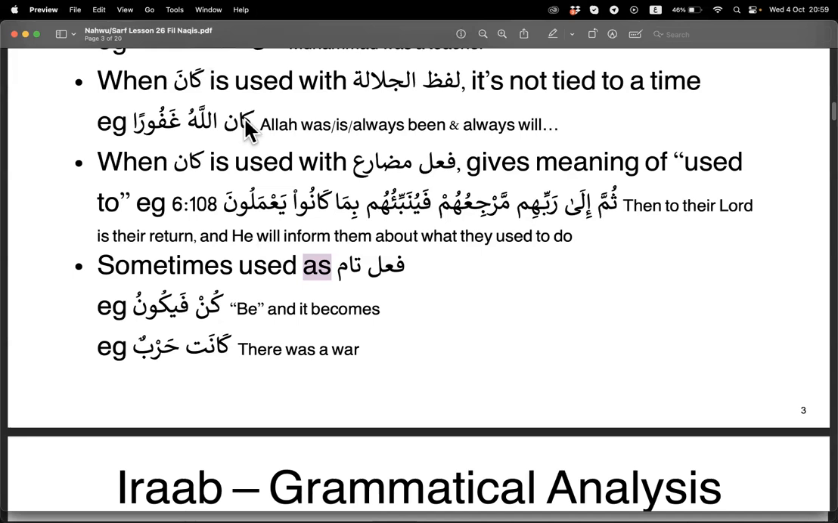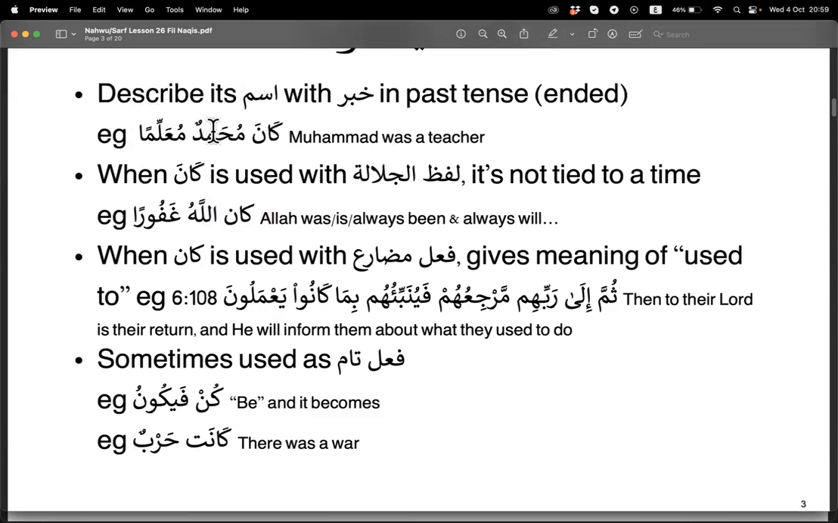So here, all of these have a khabar. Kana, ism kana, khabar kana, mansub. Here we have kana, ism kana, and we have a khabar kana, although you cannot see the mansub. This is a fi'il mudhari, but this is a khabar kana. So this is still naqis. But when you don't have a khabar kana, then it becomes fi'il tam. Clear?